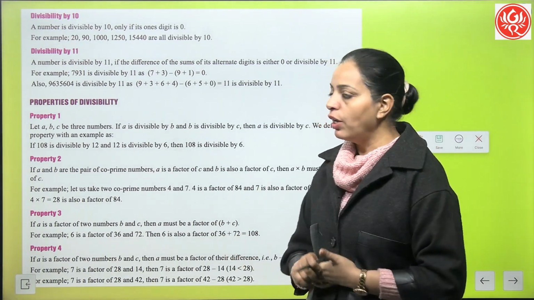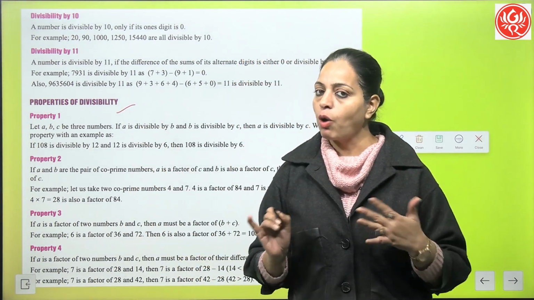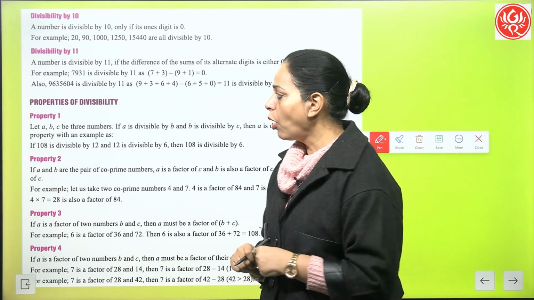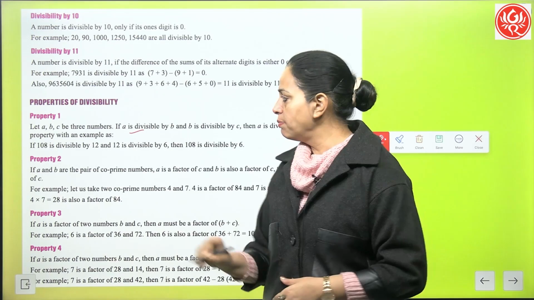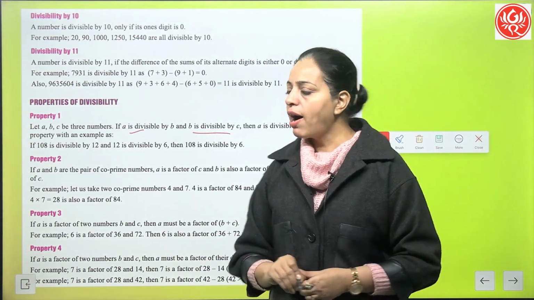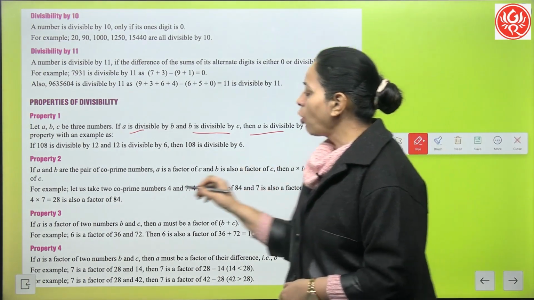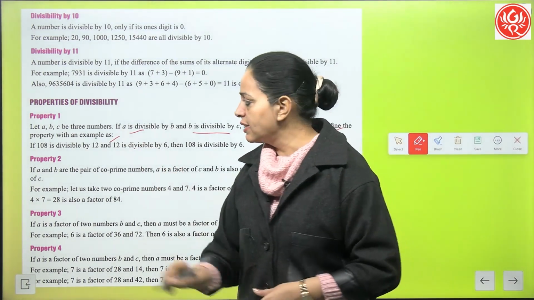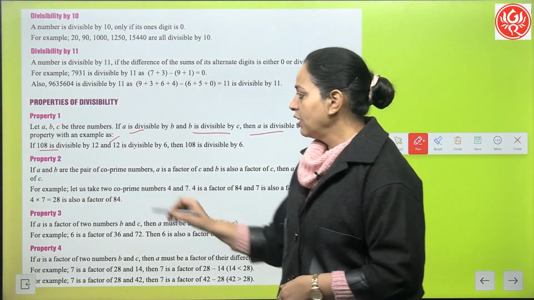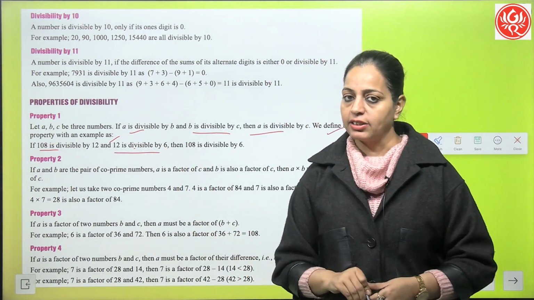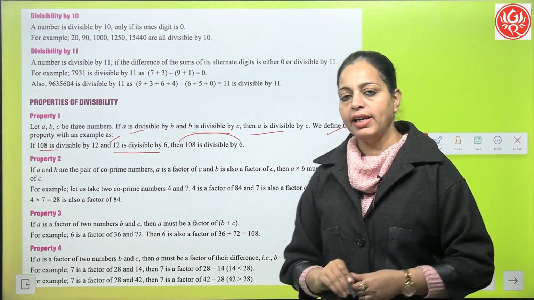So now next, very important, we are talking about properties of divisibility. कुछ properties हैं हमारे पास. Now property 1, let A, B and C be 3 numbers. If A is divisible by B and B is divisible by C, then A is divisible by C. So we define the property with an example as if 108 is divisible by 12 and 12 is divisible by 6. So automatically 108 is divisible by 6.